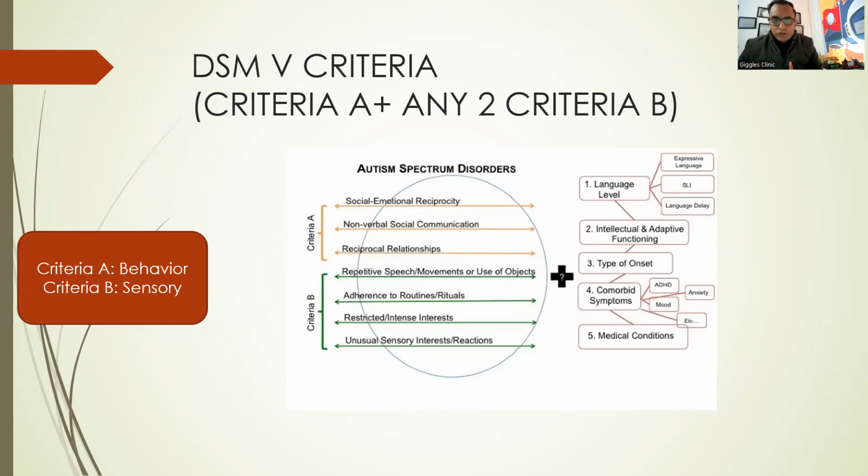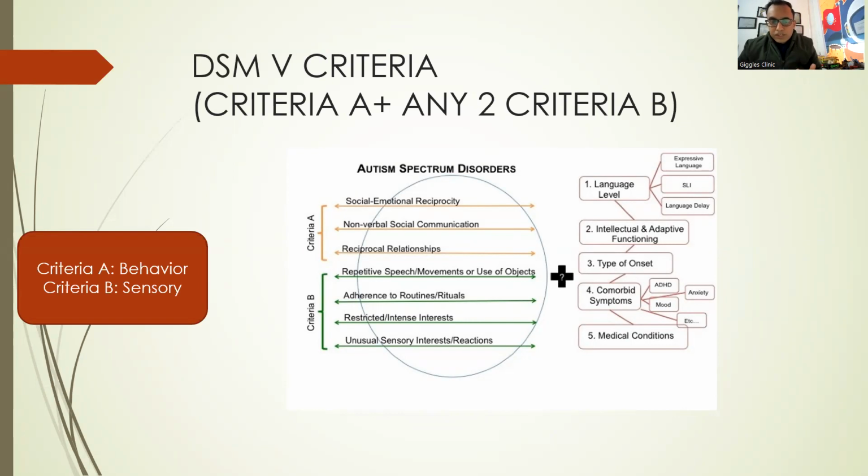So there are two most important criteria, criteria A and criteria B. Criteria A includes behavior, criteria B includes sensory. Now, this sensory is the new criteria which has now been introduced, which was not present in DSM-4. In criteria A, they include the behaviors which include social emotional reciprocity, non-verbal social communication, and reciprocal relationships. Now, these three domains in criteria A should always be present, whereas in criteria B, out of 4, any 2 can be present.